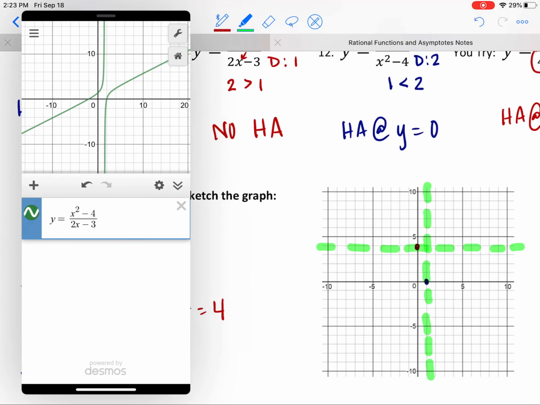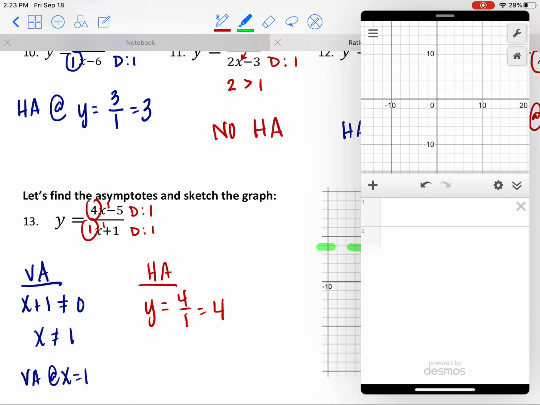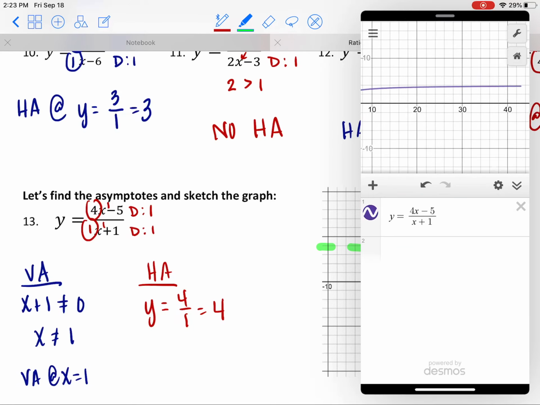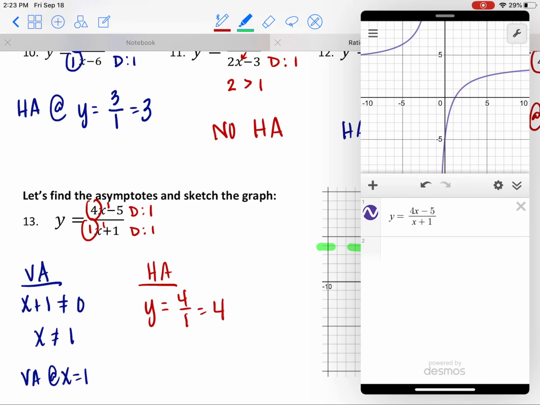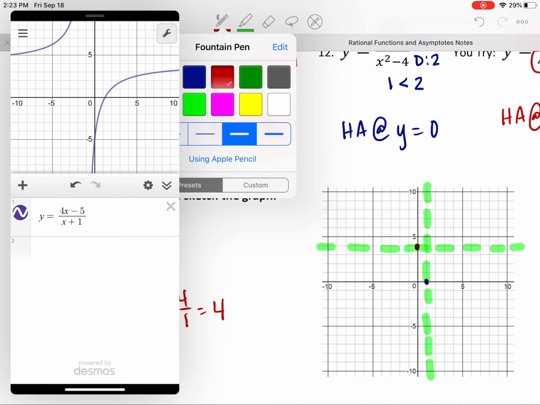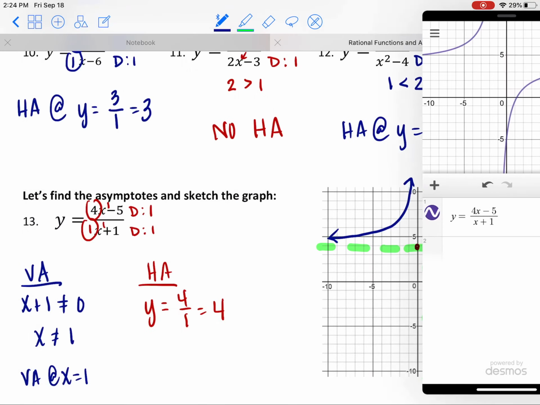Now, it's not a transformation of the parent, so I don't know where the branches are going to be. So I'm going to go to Desmos to find out where I'm going to put these branches, and then to confirm all of my work. So y equals, fraction button, 4x minus 5 on the top, x plus 1 on the bottom. And so now I can see, oops, home button, where my branches belong. So branches need to be in this corner, that is top left, and this corner bottom right. Okay, so there's your sketch.